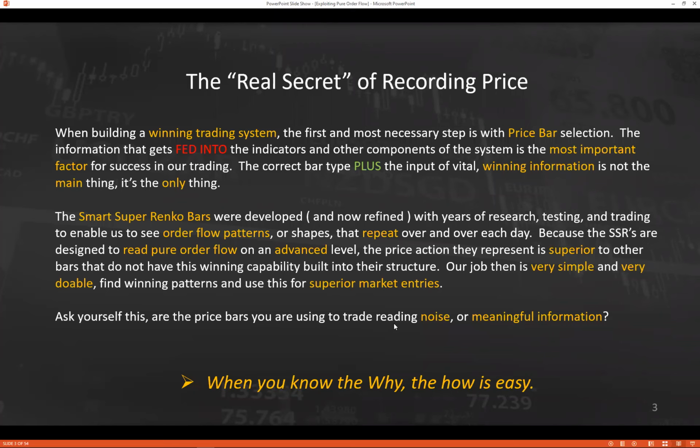But here's the thing, in all of this, the thing I'd like for you to ask yourself is, are the price bars you're using to trade reading noise or just simple structure? Do they quit at a certain time because they're coded to quit at a certain time, regardless of market action? The bar quits because it's time to quit. Or do you have meaningful information, order flow patterns being fed into the bars to give you a decisive advantage in your trading?